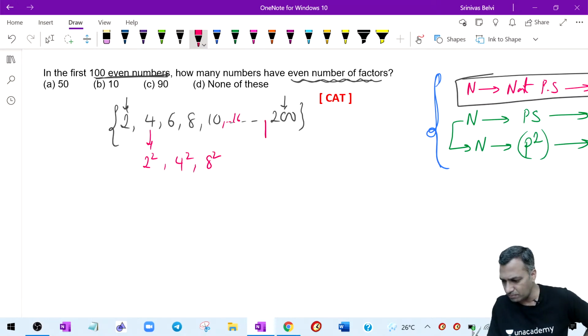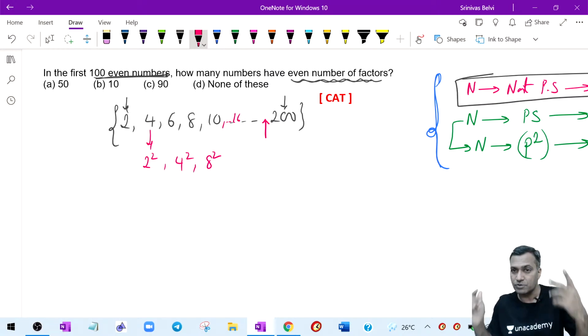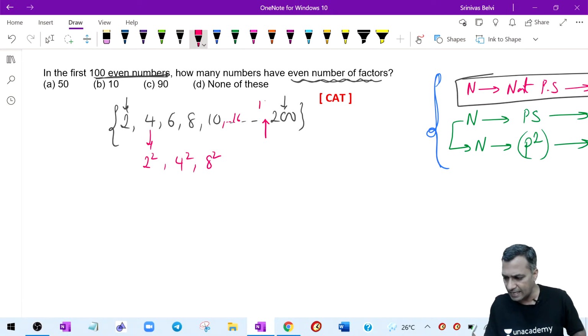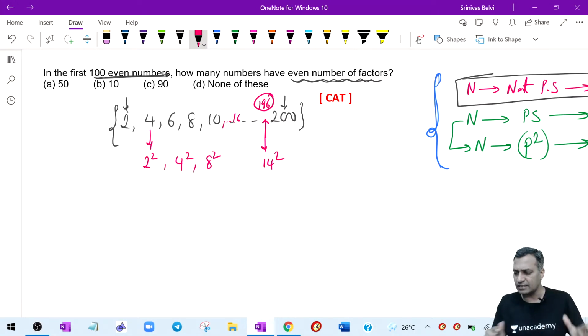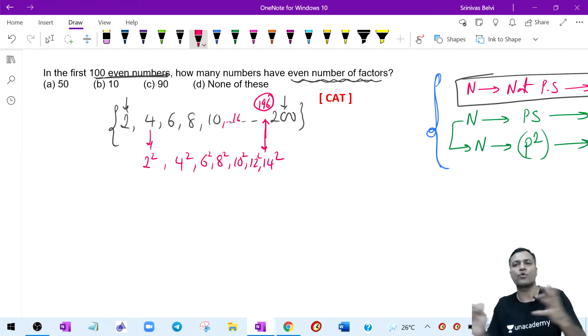What can be one of the perfect squares which is even, which comes before this? We all know that 196 also comes after that. 198 is there, no doubt about this. 196 is a perfect square. It's a square of what? 14 square. Therefore, you are saying that 2 square, 4 square, 6 square exist, 8 square exist, 10 square exist, and 12 square exist, and 14 square exist.